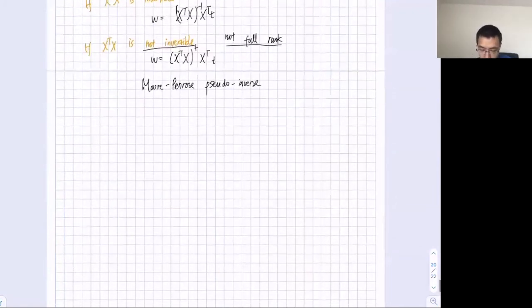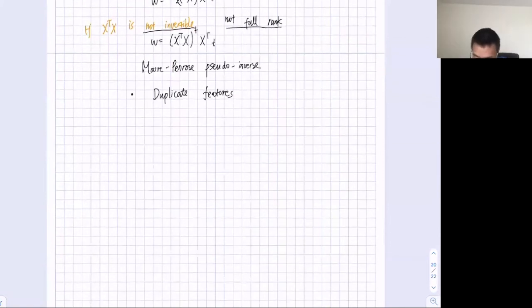But why could this matrix be non-invertible? One of the reasons is maybe you have duplicate features. Suppose you have a feature like the weight of an object, you measure it in kilograms. You have another feature, you measure it in pounds, and they are linearly dependent, then it's not invertible. In this case, you can just apply the Moore-Penrose pseudo inverse and it will work for you.